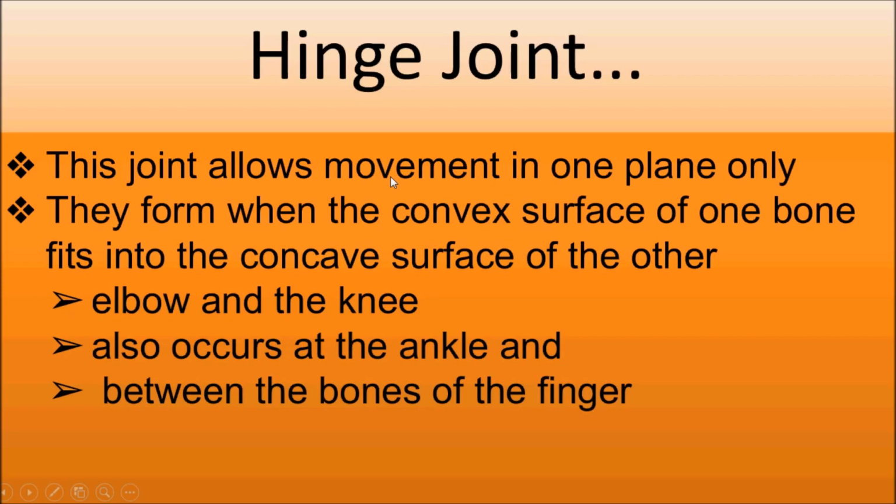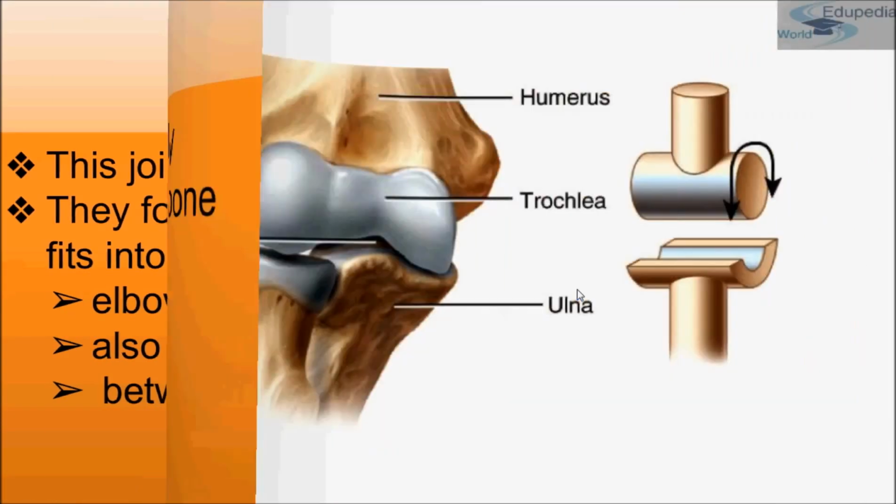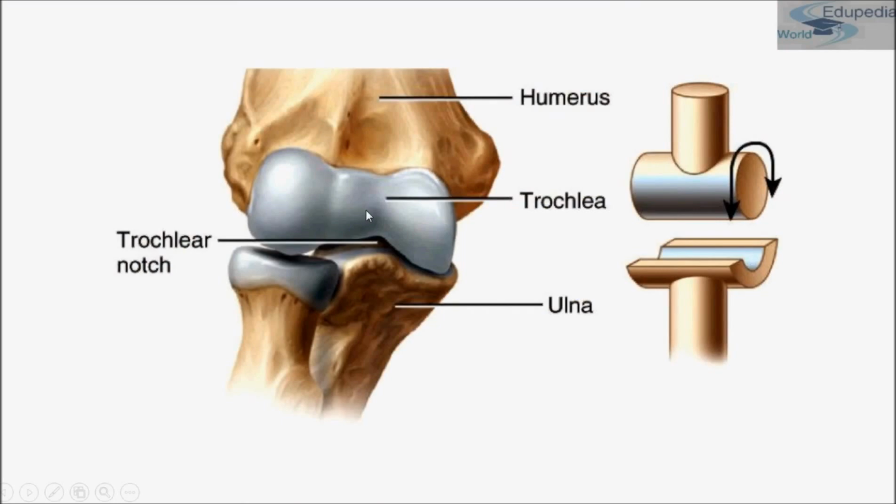Now comes the hinge joint. This joint allows movement in one plane only. They form when a convex surface of one bone fits in the concave surface of the other. That means convex and concave surfaces should be there to form a hinge joint. This is found in the elbow and the knee. It also occurs at the ankle and between the bones of the finger. So this is your hinge joint.